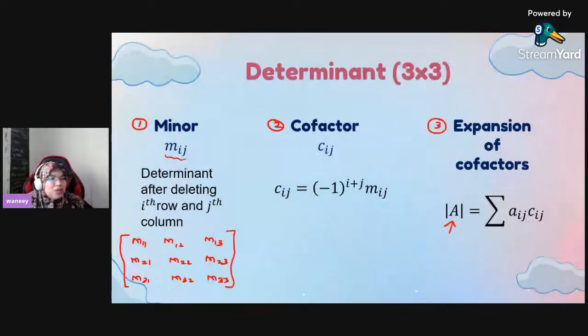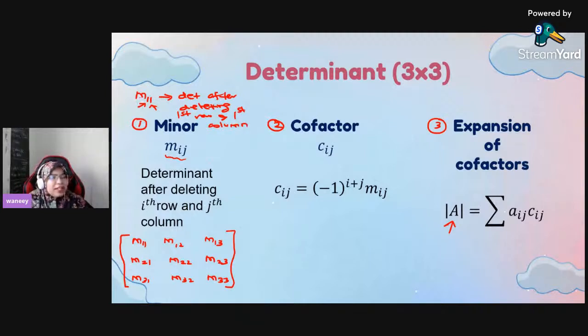So how do we calculate the minor? The minor is actually a determinant after deleting the i-th row and j-th column. If you are calculating M11, that is the determinant after deleting. The first number stands for the row, so after deleting the first row, and the second number stands for the column, so the first column.